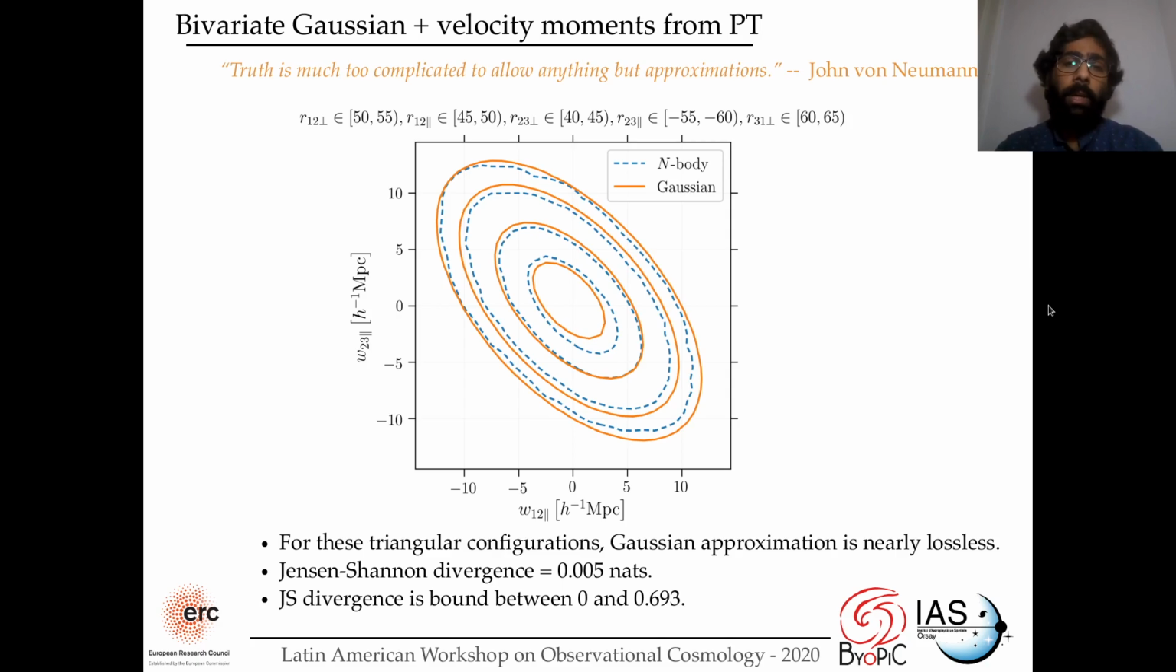We wanted to quantify whether this approximation is good enough. What we have realized, through using metrics like the Kullback-Leibler divergence or the Jensen-Shannon divergence to quantify the information loss, is that this approximation is nearly lossless for the scales we have shown, for the quasi-linear to linear scales. For example, at this triangular configuration, for the Jensen-Shannon divergence we obtain 0.005 nats, where it's bound between 0 and 0.693. So it tells us that the information loss is quite minimal.